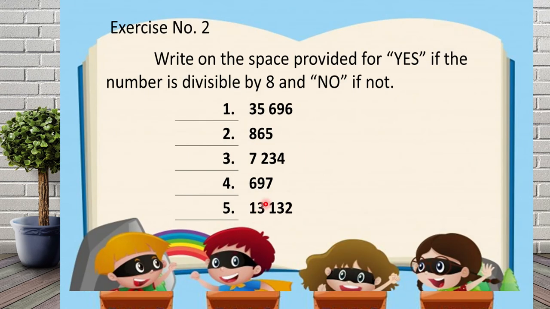Exercise 2: write on the space provided for yes if the number is divisible by 8 and no if not. So we will have the divisibility rule by 8. Remember the rule. For number 1, we have 35,696. Number 2, we have 865. Number 3, 7,234. And for number 4, we have 697. For number 5, we have 13,132.